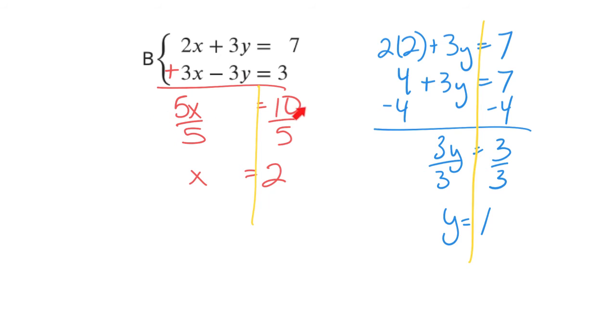When I added the two equations together, I got 5x equals 10, which means that x equals 2. So I plugged 2 in for x. I used the first equation here because there were no negatives. And when I solved that for y, I got y to be 1. So as an ordered pair, this would be 2, comma 1.